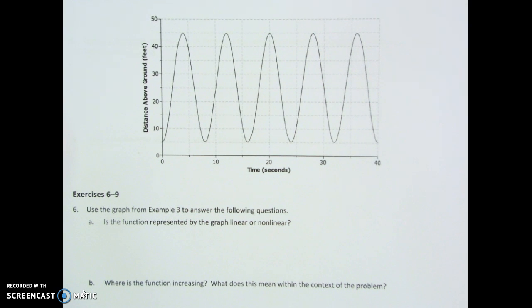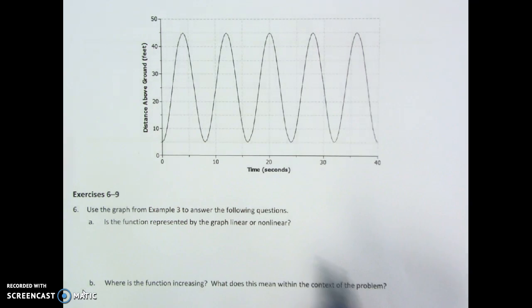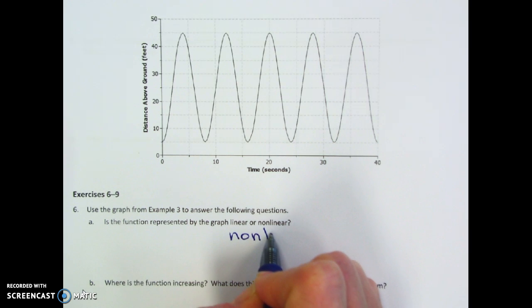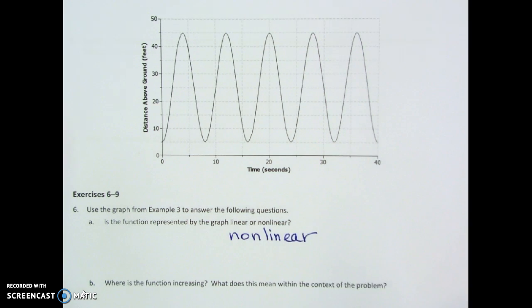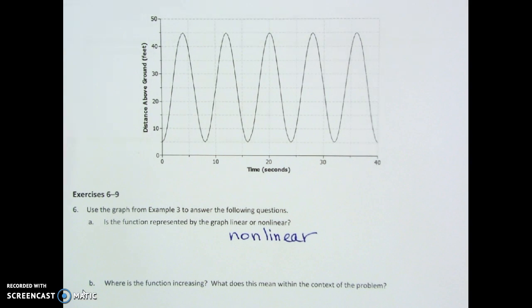Is the function represented by the graph linear or nonlinear? Well, obviously, it is nonlinear. It is changing different amounts, here it's increasing, here it's decreasing, so this is in no way linear. Parts of it, if we took a chunk out, might be linear, but the whole graph is nonlinear. Okay, the rate is variable.